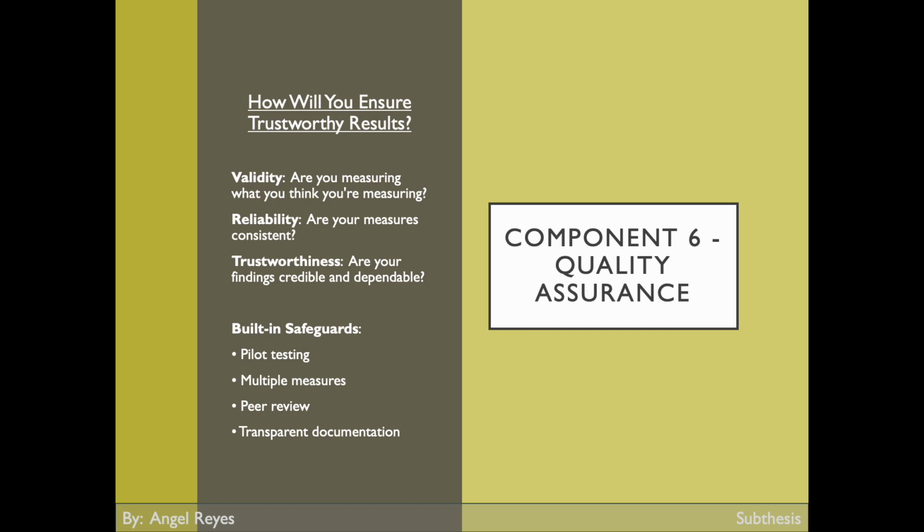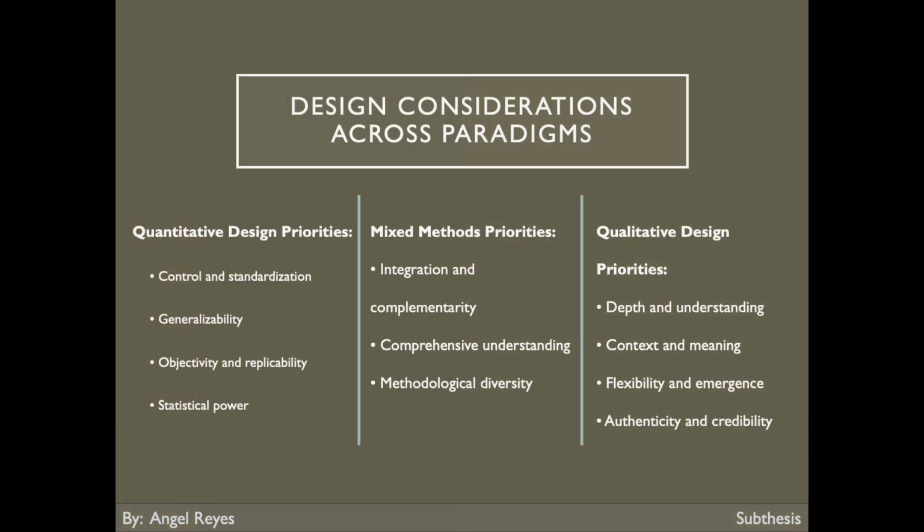Built-in safeguards include pilot testing, multiple measures, peer review, and transparent documentation. These mechanisms prevent problems rather than merely detecting them after they occur. Different research paradigms prioritize different design elements.